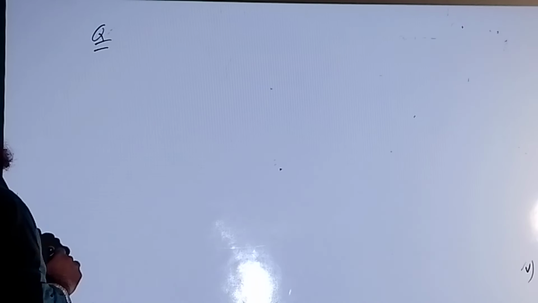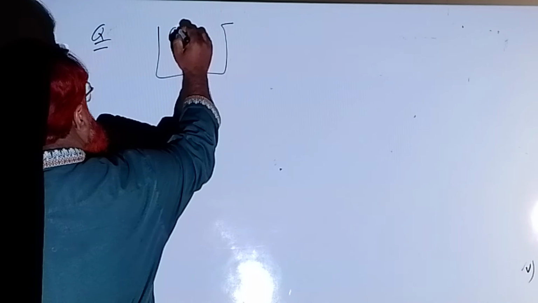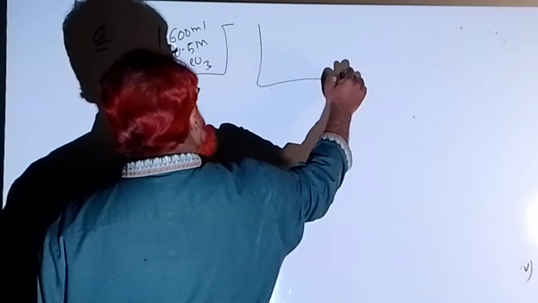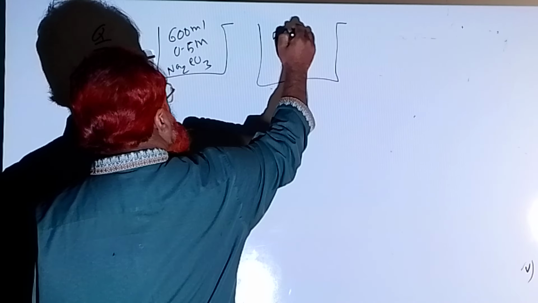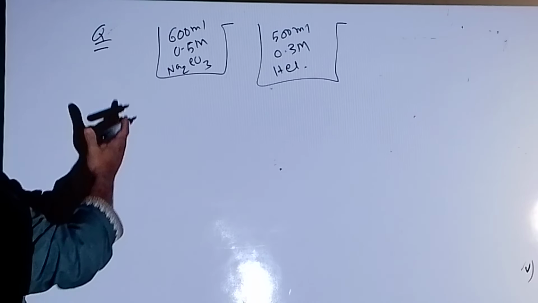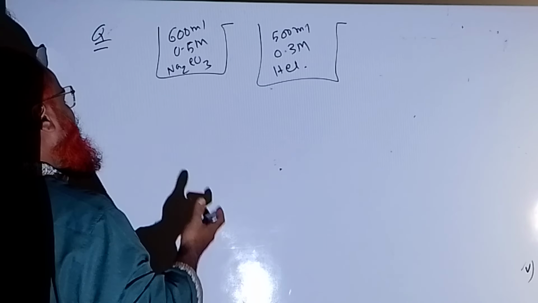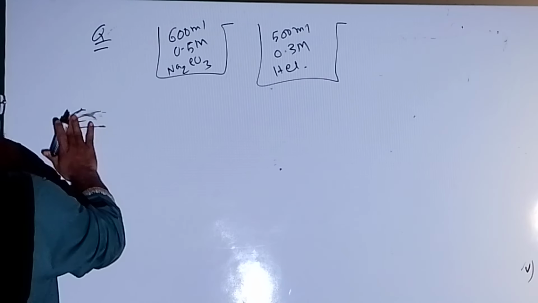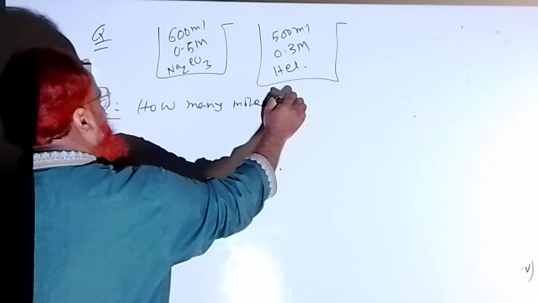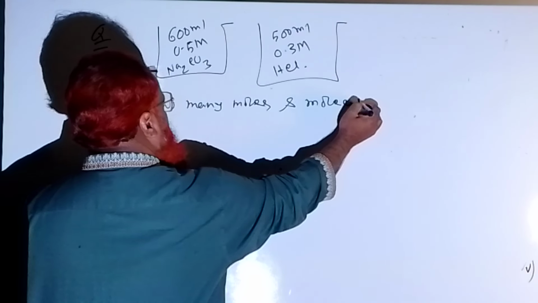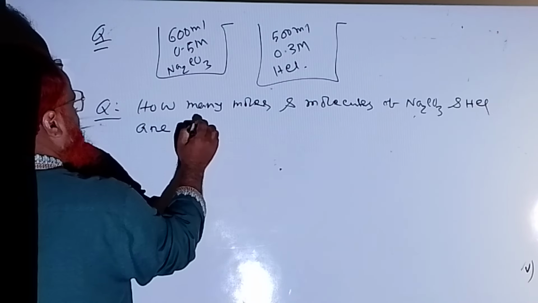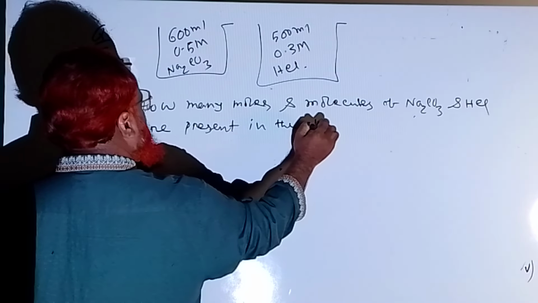Now the next question. 600 ml of 0.5 molar sodium carbonate, and here 500 ml of 0.3 molar HCl. Okay, now you can find anything, anything means mole number, molecule number. For example, here is a solution. A question: how many moles and molecules of Na2CO3 and HCl are present in the above system?